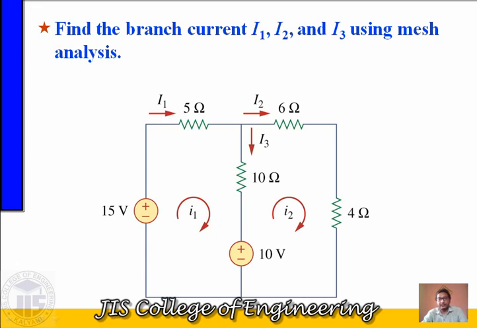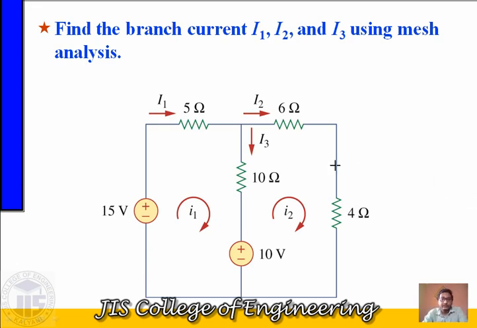Now there is a problem, with actual values given for the voltage source, the current source, and the resistances, and they are asking you to find the branch currents, capital I1, capital I2 and capital I3. It's a very simple problem. So how will we solve it?